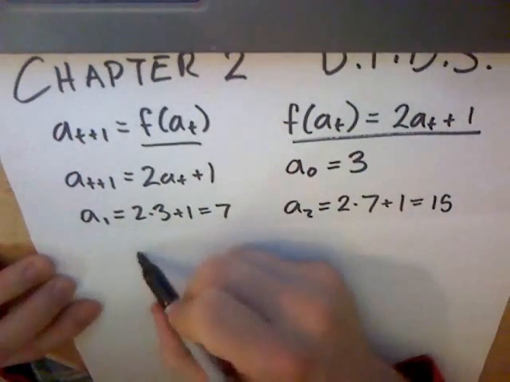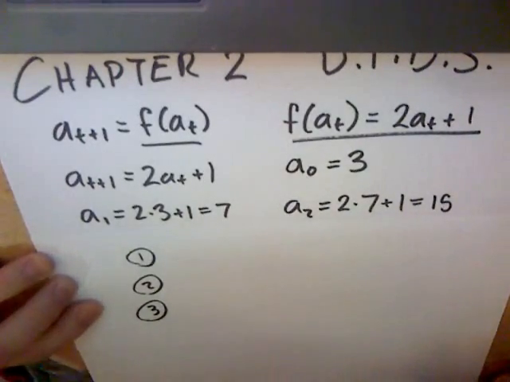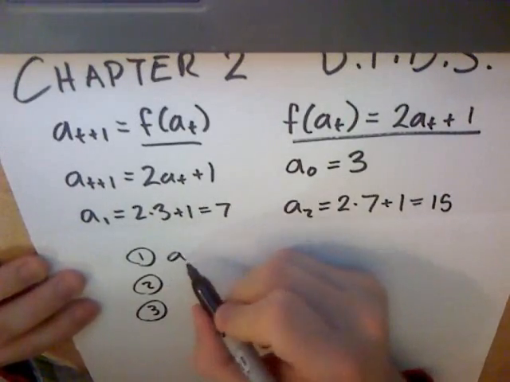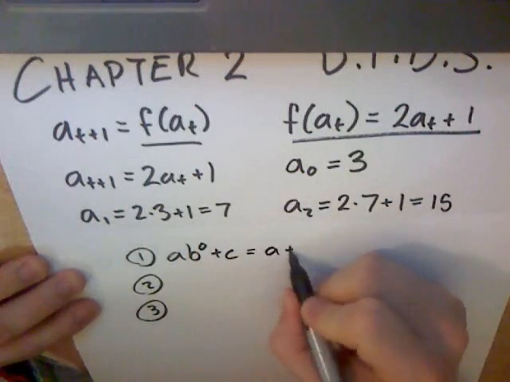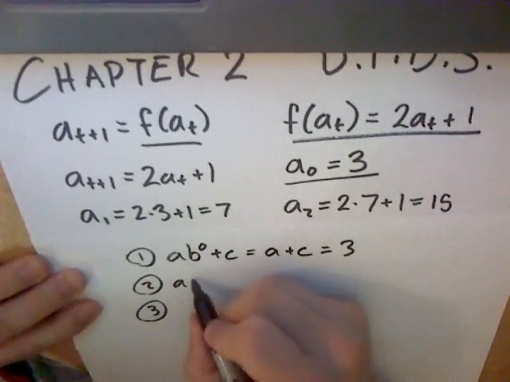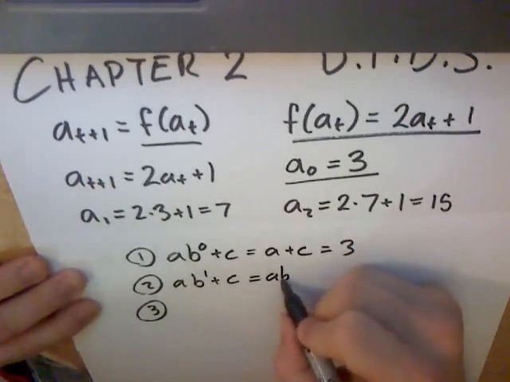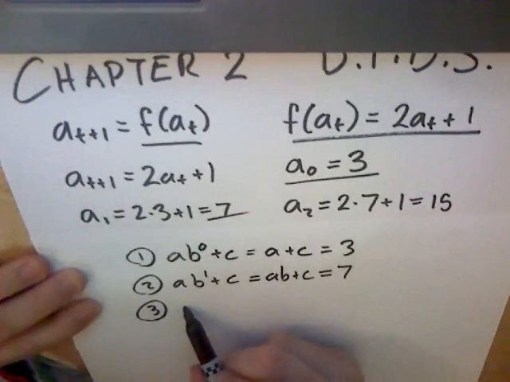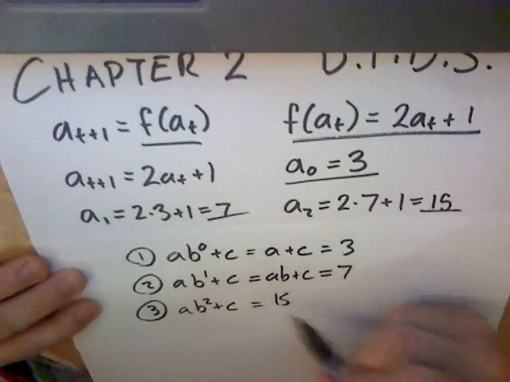When we equate this new function to our 3 values, we get a system of 3 equations and 3 variables. At 0 we get a times b to the 0 plus c, which is a plus c, equal to 3. That's our initial value. At time 1 we get a times b to the 1 plus c, which is ab plus c, equal to 7. And we have a b squared plus c equal to 15.